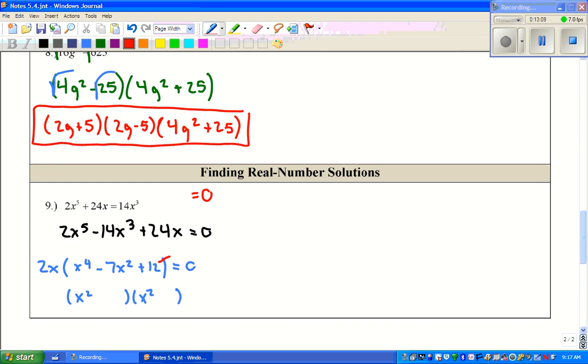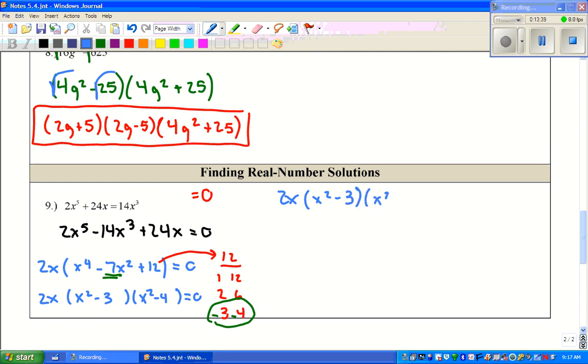Now, I'm going to take this out to the side, and my factors of 12 are 1 and 12, 2 and 6, and 3 and 4. Do any of these sets of factors get you to negative 7? You know that minus 3 and minus 4 do. So I'm going to put those in here. Minus 3, minus 4. I'm going to bring this down, 2x, and I know it's equal to 0. So I'm going to rewrite here: 2x, x squared minus 3, x squared minus 4 is equal to 0.